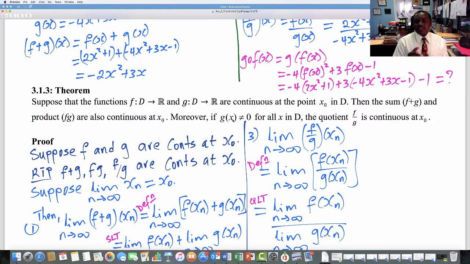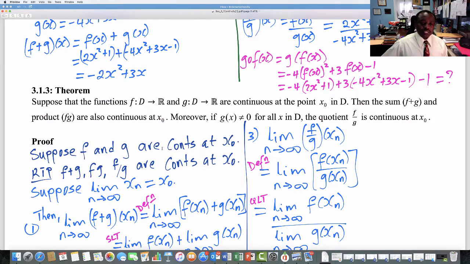Now let's look at the main theorem of this section. Subsection 3.1.3, theorem. Suppose f and g, both having the same domains, are continuous at the point x0. Then f plus g is continuous, f times g is continuous, and f divided by g is continuous at x0, provided that g(x) is different from 0 for every x in our domain D. In other words, the sum of continuous functions is continuous, the product of continuous functions is continuous, and the quotient of continuous functions is continuous. Let's go ahead and prove that.